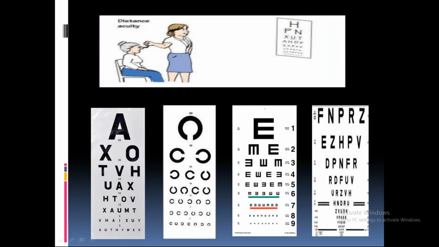These are the Snellen's charts, various patterns. These are alphabets. This is the C chart, E chart. These are the Snellen's charts for testing the visual acuity, the various patterns for testing distant visual acuity.